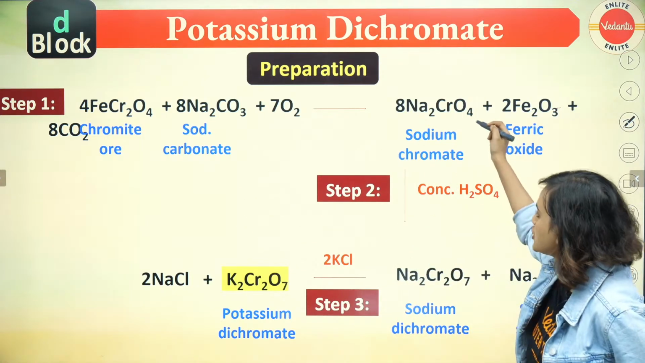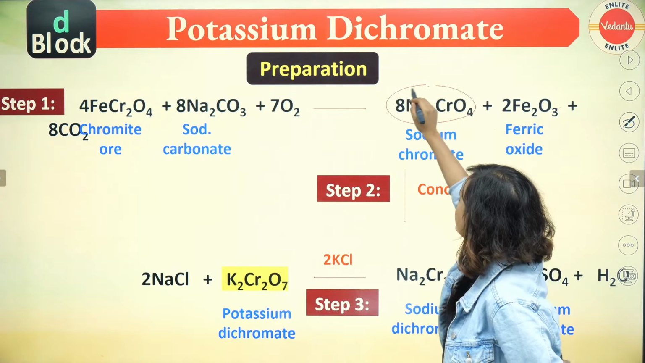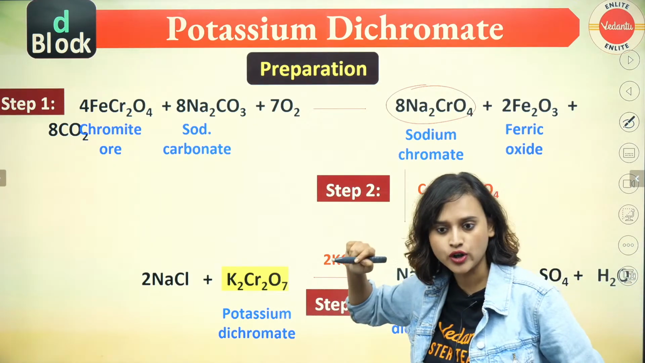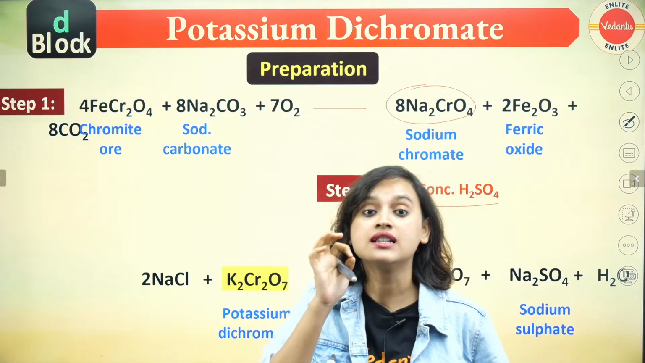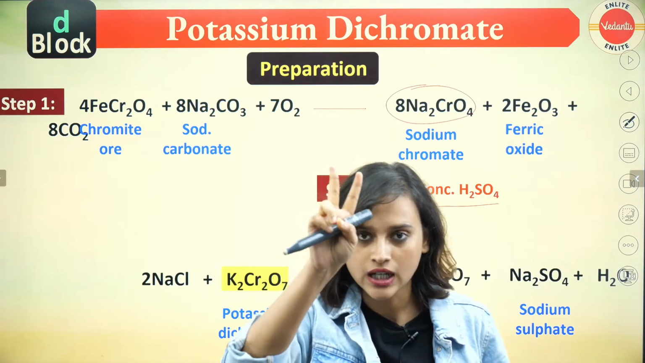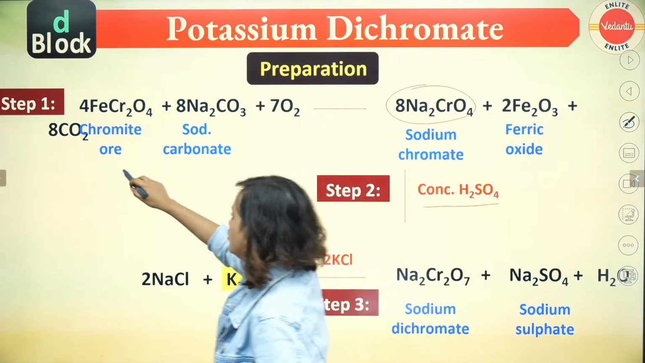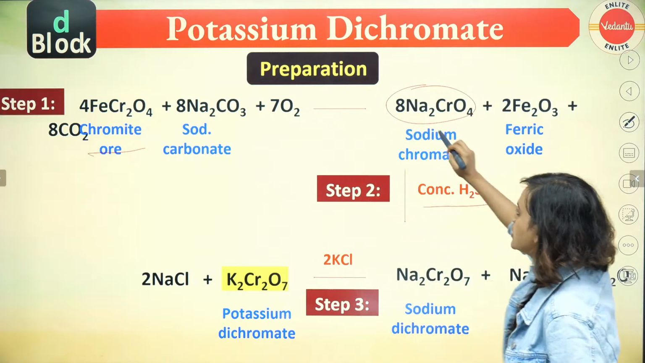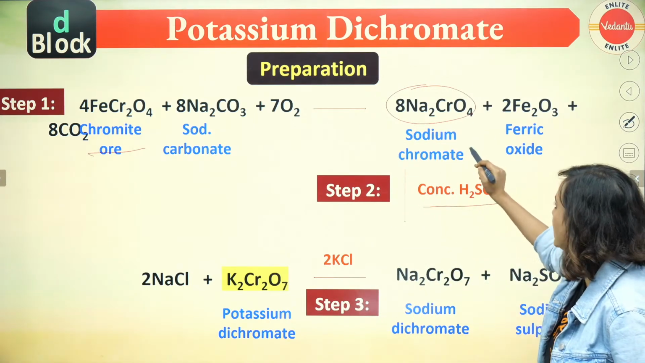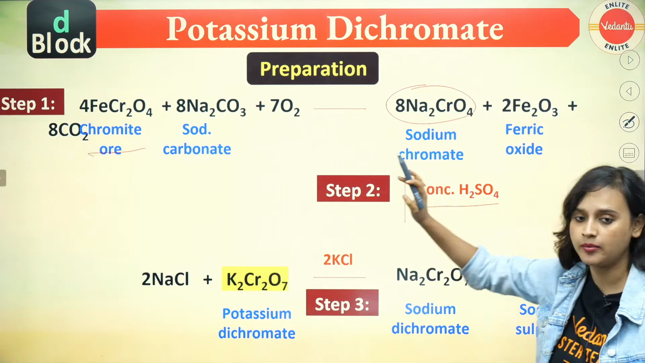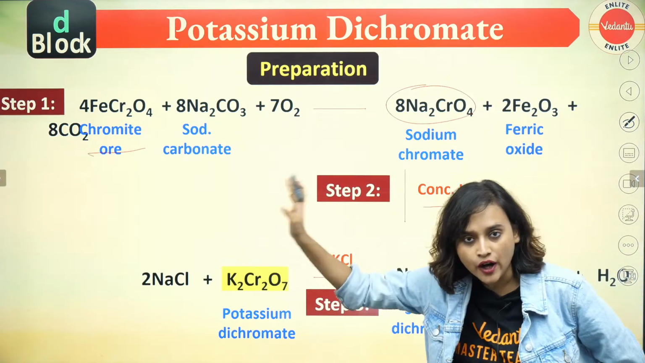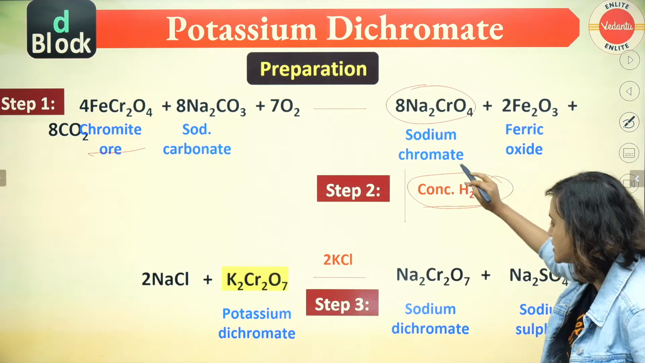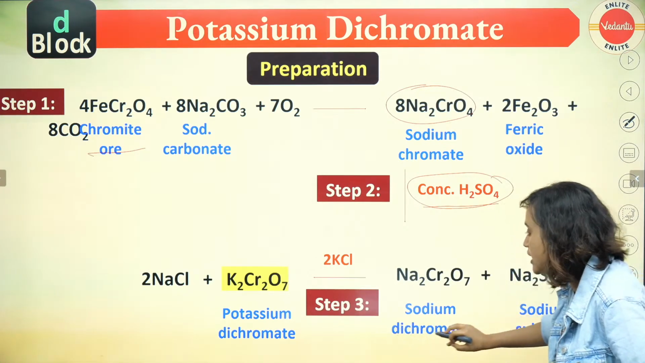Now to this sodium chromate that you have, you add concentrated H2SO4, concentrated sulfuric acid. This is your step 2. Step 1 is you take chromite ore and add sodium carbonate and oxygen. You will get sodium chromate, ferric oxide and carbon dioxide. Now from here, you add concentrated sulfuric acid, and you get sodium dichromate.